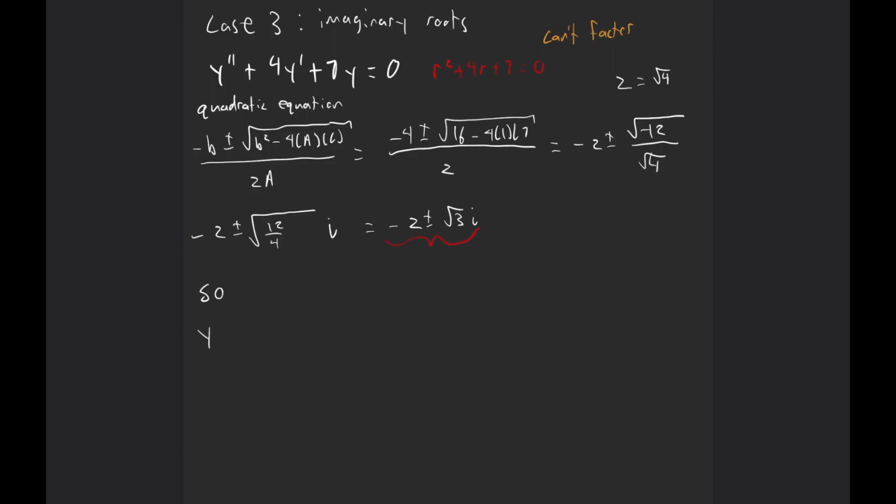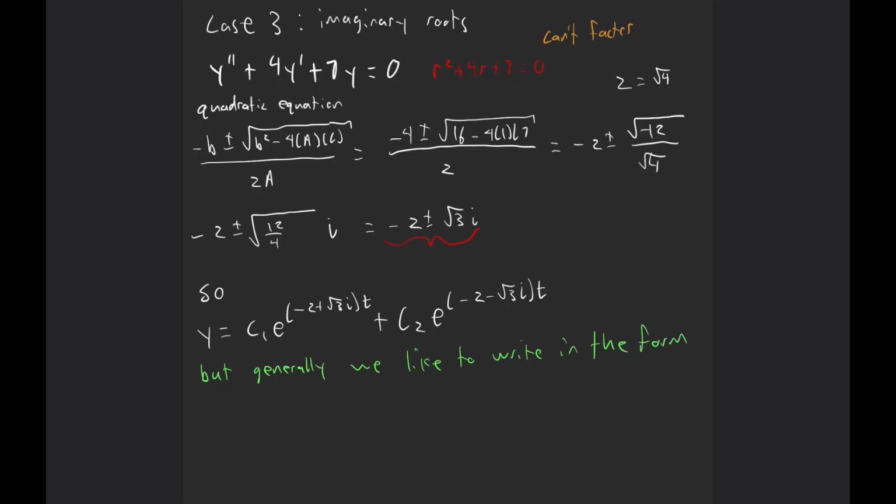So we could write it like this: y equals c1 e to the (-2 plus root 3 i) t plus c2 e to the (-2 minus root 3 i) t. But we don't want to write it this way, and there's a couple reasons for that. We're missing some kind of sinusoidal behavior if we write it in this way. It's hard to see, and it's also an imaginary solution, and we don't like those.